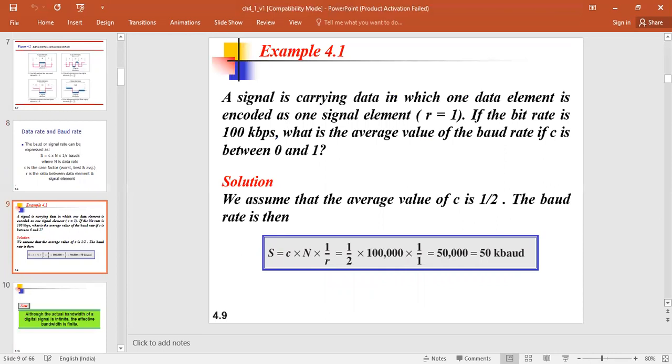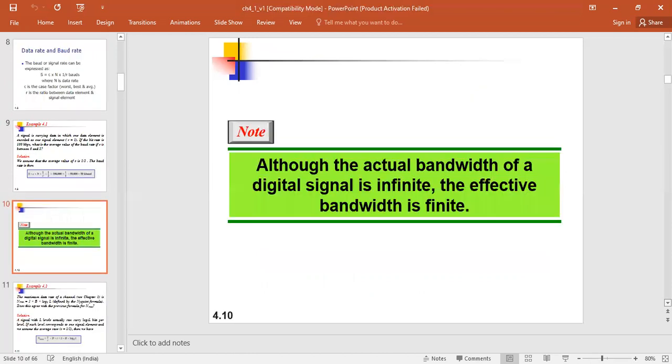So there is some problem. You can see here the average case is there, so C equals half, and the rest you can put in and find the answer to this problem. So we go through it.